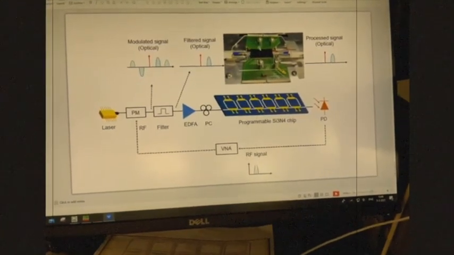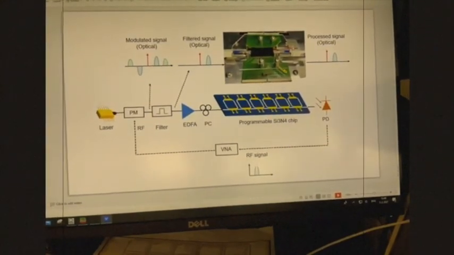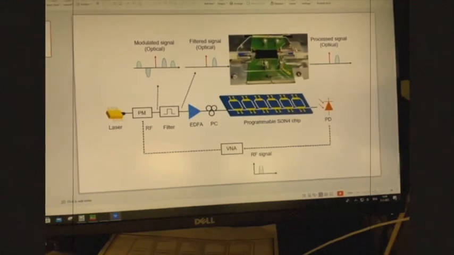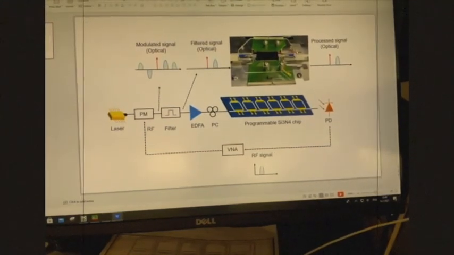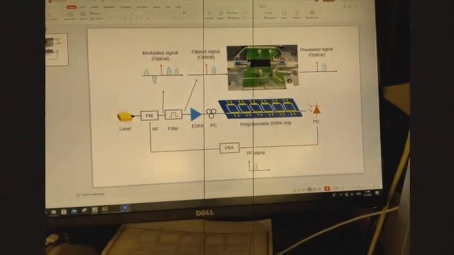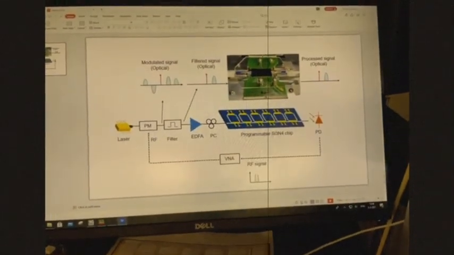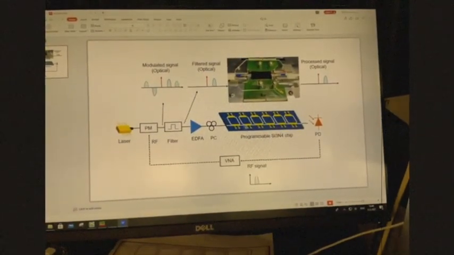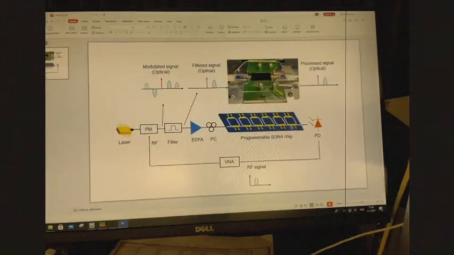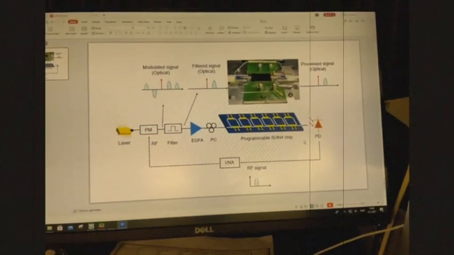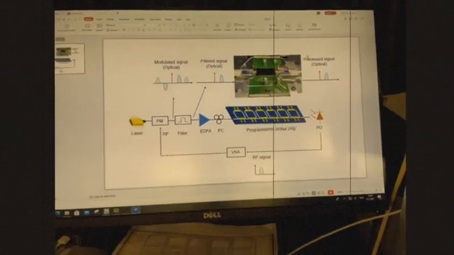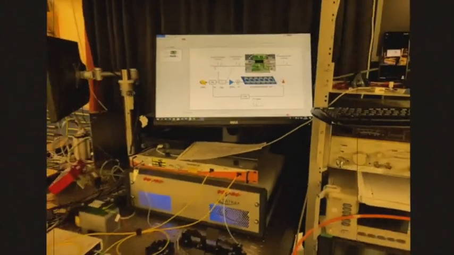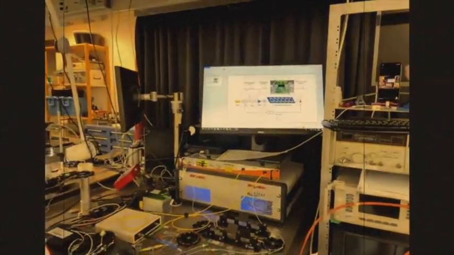And here at the upper, you can see this is a real photo of the chip I'm using. The chip consists of 6 ring resonators, as I just illustrated here. Then maybe let's go to our real setup, and I can show each device to you.